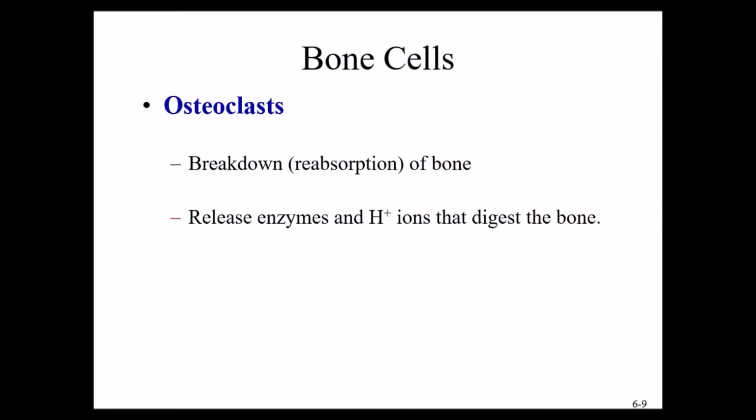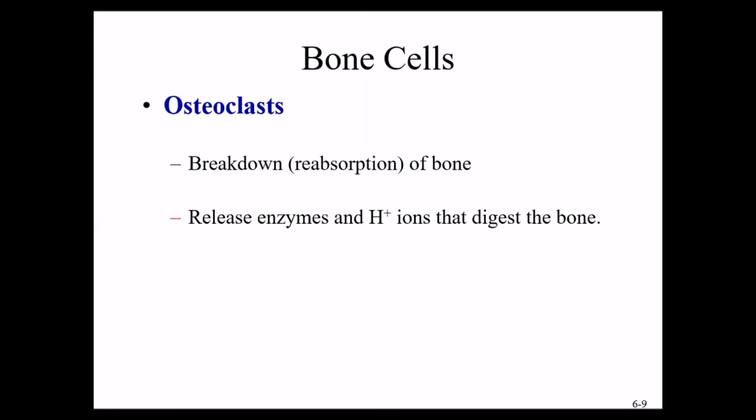Now, the third type of cell here is the osteoclast. You have osteoblasts, osteocytes, and I have osteoclasts. The clast portion here means it breaks down. And so an osteoclast is a cell that actually has the ability to break down that bone matrix. That's called reabsorption, because those chemicals, the calcium and the phosphate minerals, get reabsorbed back into the bloodstream whenever the osteoclasts work.